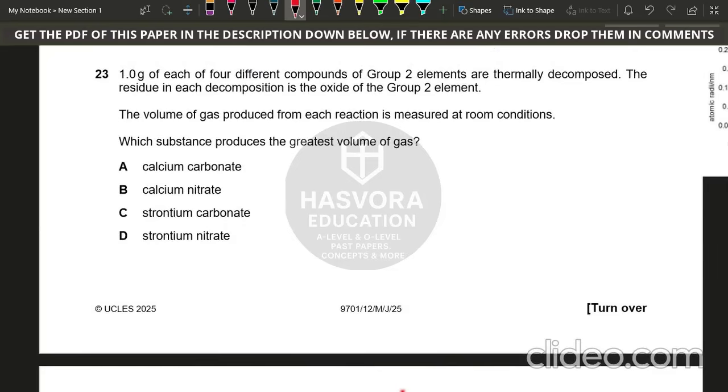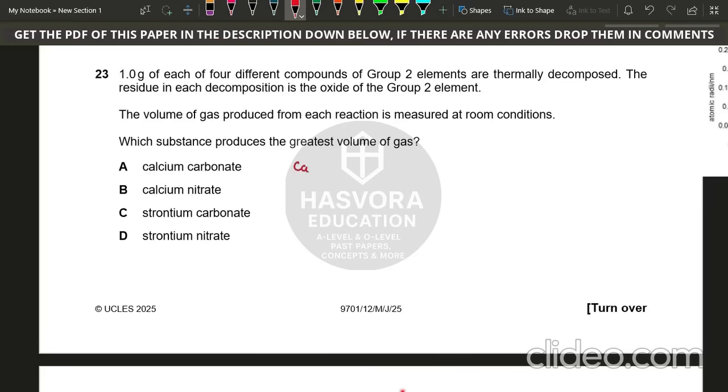Then question number 23 says that 1 gram of each of the 4 compounds of group 2 elements are thermally decomposed. The residue in each decomposition is the oxide of the group 2 element. The volume of gas from each reaction is measured at room temperature. Which substance produces the greatest volume of gas? So first of all, for this question you should know the equations. Okay, so we are undergoing thermal decomposition.